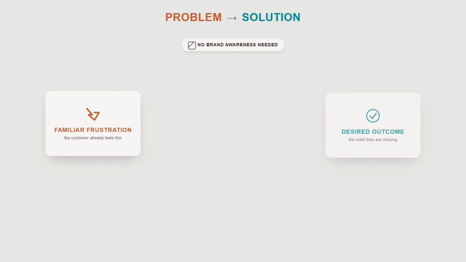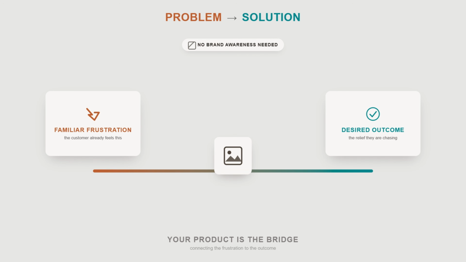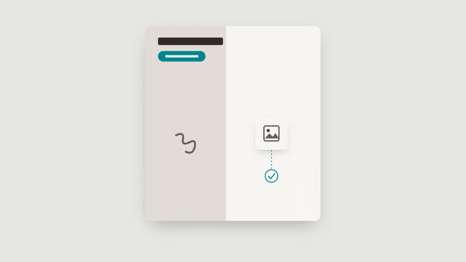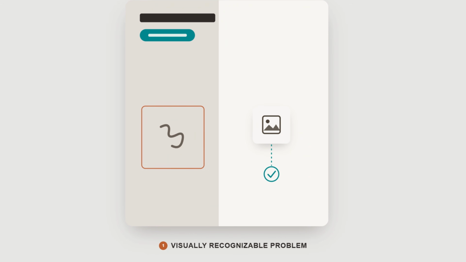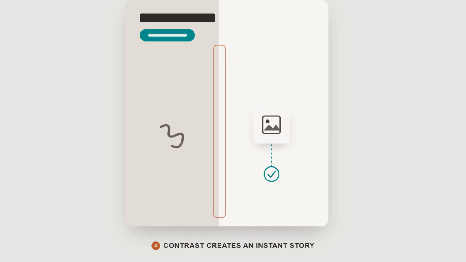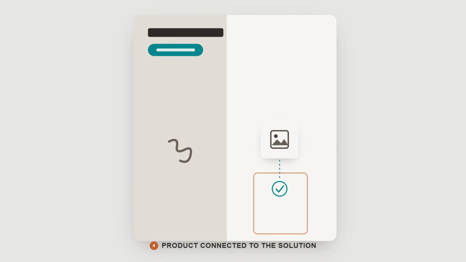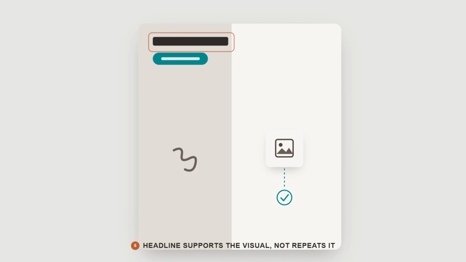So now all 3 concepts are ready for the final review. Starting with our problem solution. This is the strongest cold audience concept because it does not depend on brand awareness. The customer sees a familiar frustration, understands the desired outcome, and can identify the product as the bridge between them. Now, the reason this works is because the problem is visually recognizable. There's one clear promise, the contrast creates an instant story, the product is connected to the solution, and the headline supports the visual instead of repeating everything.